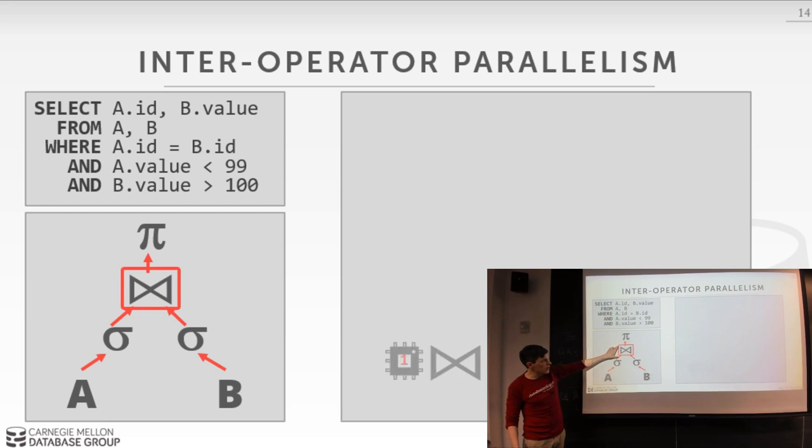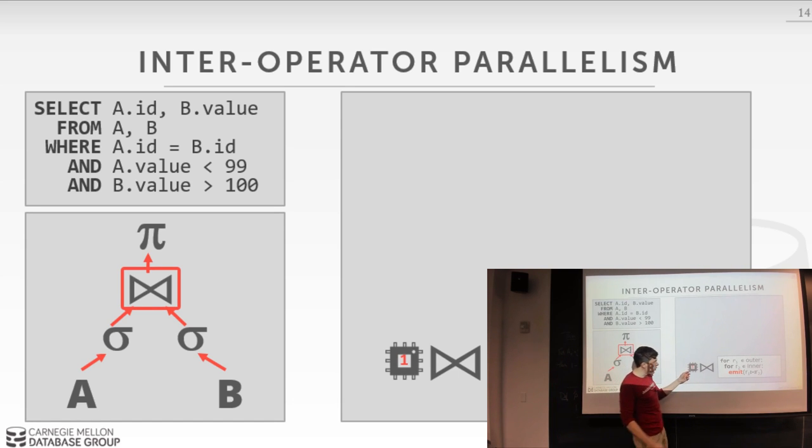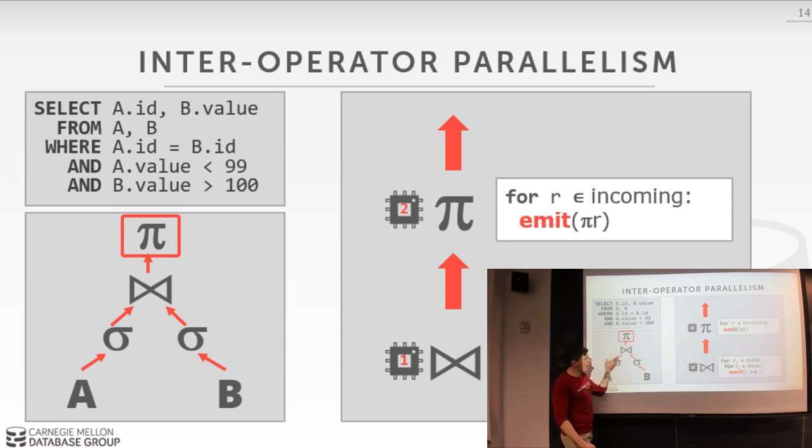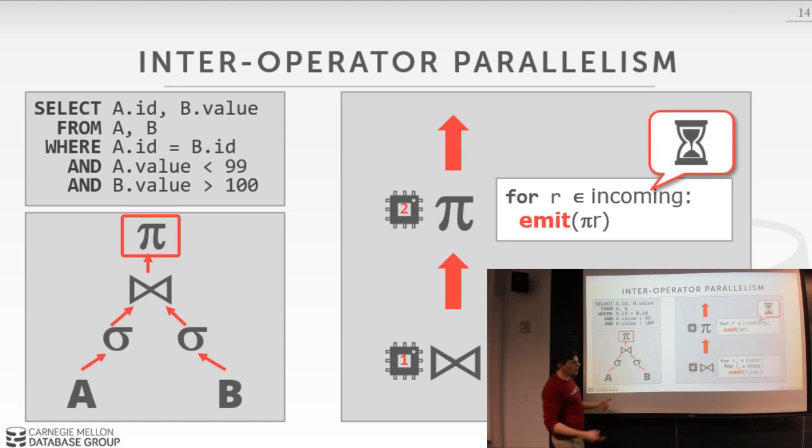So let's just take the join here. The join could be running on one core, doing a really simple nested loop join, just taking all the data it's getting from the operators below it, doing the join comparison, and then emitting tuples up. And above this, we have the projection, which is spinning on another core, taking all the output that comes from the operator below it, doing the projection, and then spitting it up. And if there's anything above it in the query plan, that can run as a separate thread and process as well. So the idea here is that this thing essentially needs to block until the operator below it spits something out.